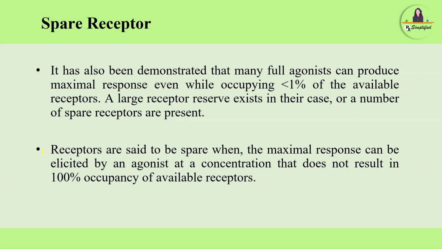After that, we have the concept of spare receptors. Receptors are said to be spare when the maximal response can be elicited by an agonist at a concentration that doesn't result in 100% occupancy of available receptors. In normal language, these are the extra receptors. It has also been demonstrated that many full agonists can produce a maximal response even while occupying less than 1% of available receptors. A large receptor reserve exists in their case, or a number of spare receptors are present.